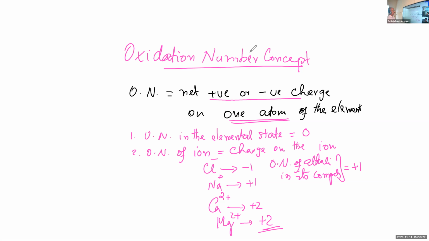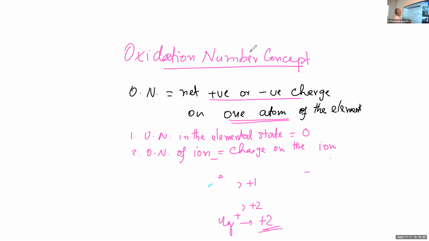So oxidation number of an ion is equal to charge on the ion. For alkali metals, oxidation number in the compounds is equal to +1. Similarly, the oxidation number of alkaline earth metals is equal to +2: calcium, magnesium, etc. Then halogens, oxidation number is equal to -1. Chloride -1, bromide -1, etc.